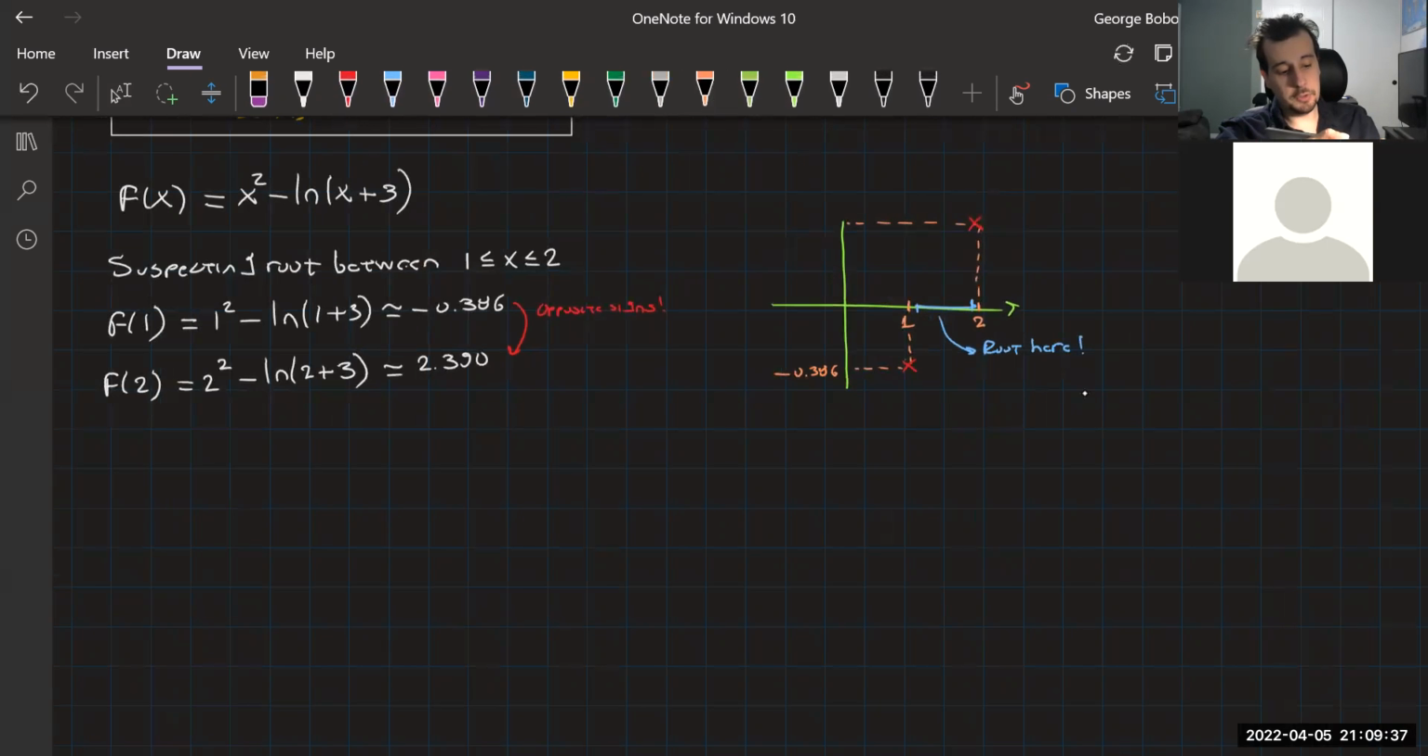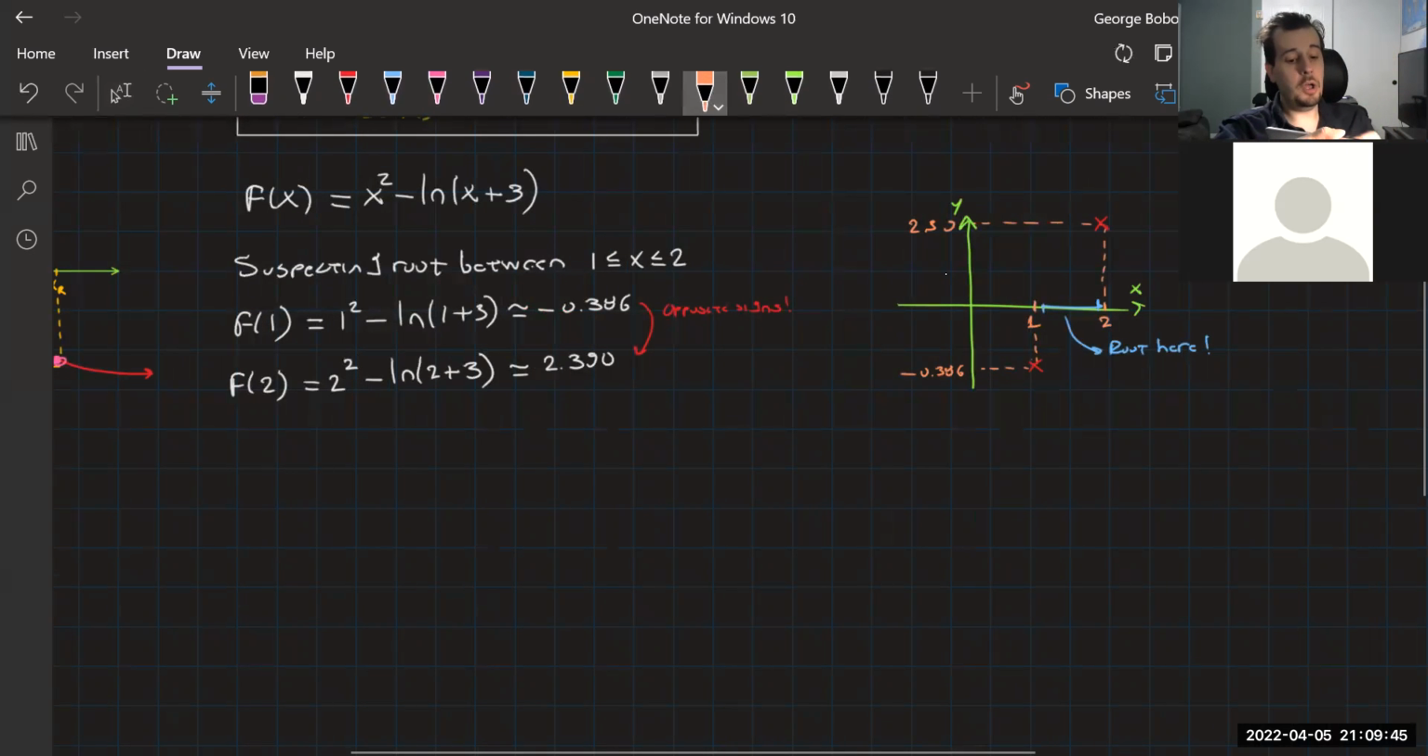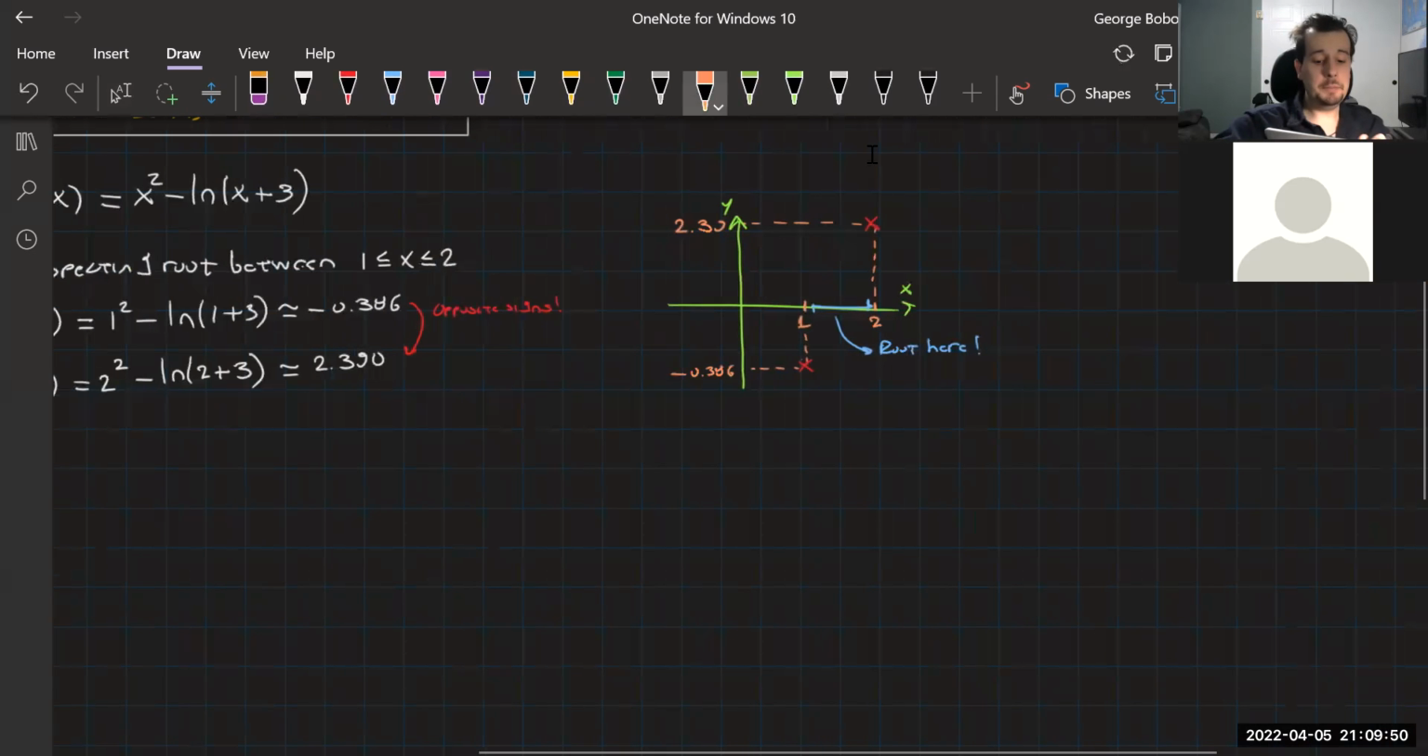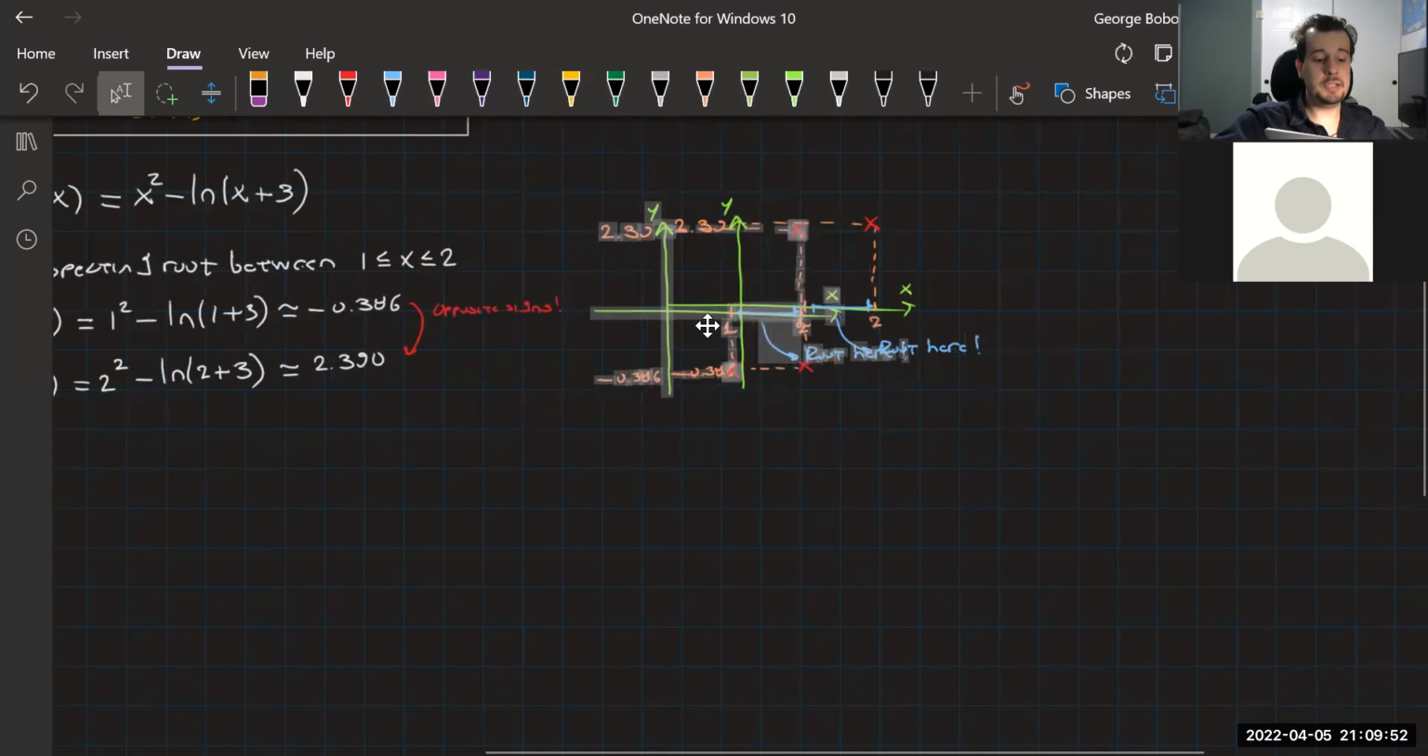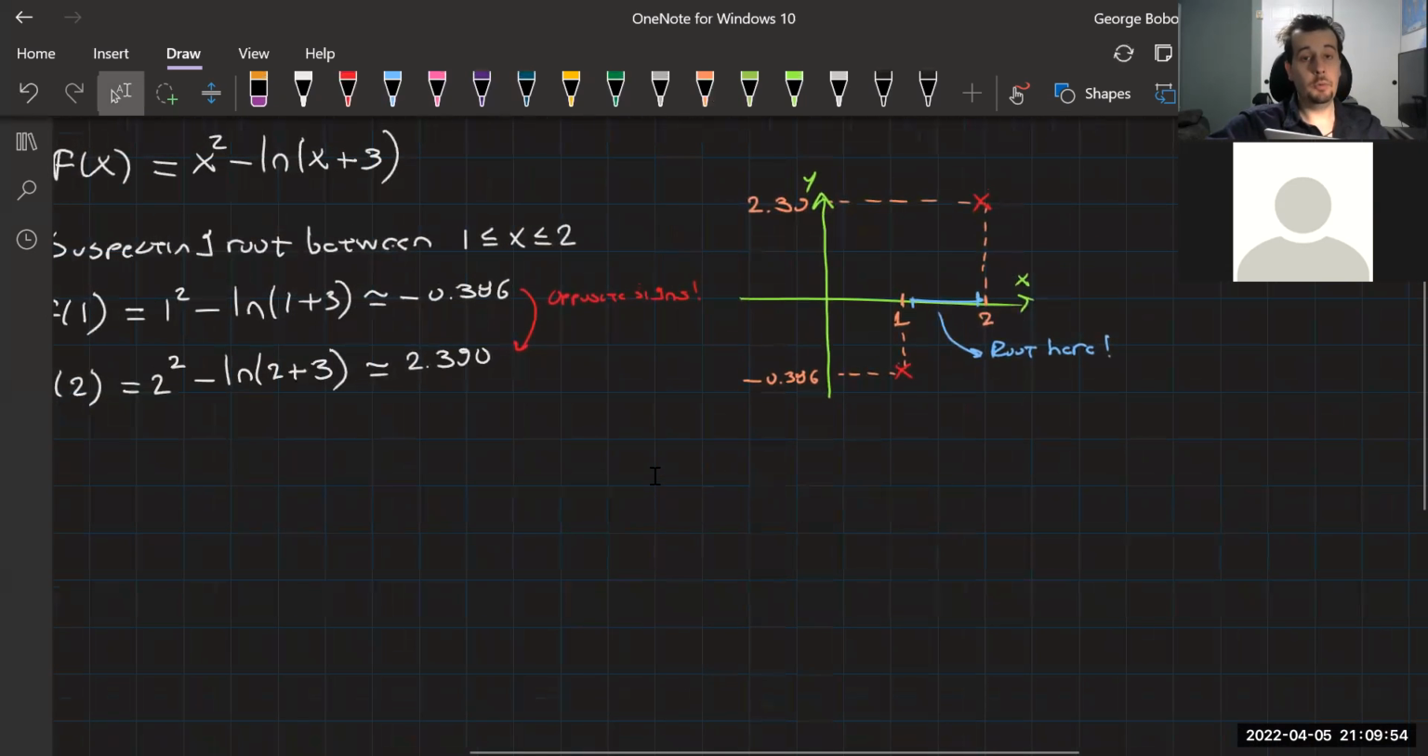Tell me if that makes sense, Kelly. Yeah. Okay, so I provide the plot. If I were you and I was being asked about the IVT, I'd provide the plot as a supplement because it really shows you understand what's going on. It shows, again, you know why there is a root in between the 1 and 2.